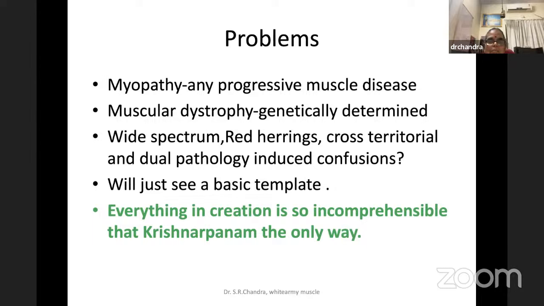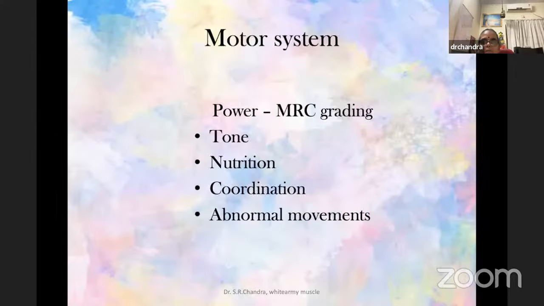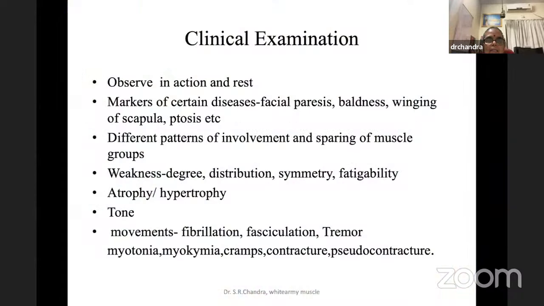So we'll see some of the basic templates and some common situations so that we are able to answer the five questions we started with: whether it is psychogenic or muscle, whether it is anterior horn cell, whether it is myoneural junction, or is it motor roots or plexus or combinations. So we have to do the power examination that is done by the MRC grading. All of us know that. I will not elaborate. Next, you have to check the tone. Tone is resistance offered to passive movement. And then you see the nutrition, whether wasting is there or not. Then you check the coordination and look for abnormal movements like fasciculation, fibrillation, cramps, myokymia, contractures. And then observe the patient in action and at rest.